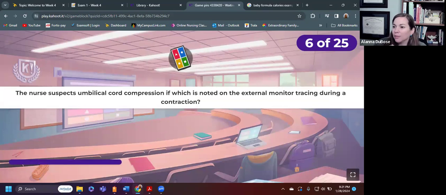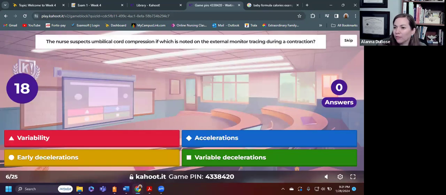The nurse suspects umbilical cord compression if which is noted on the external monitor tracing during a contraction. Red, variability. Blue, accelerations. Yellow, early decelerations, or green, variable decelerations. So umbilical cord compression.